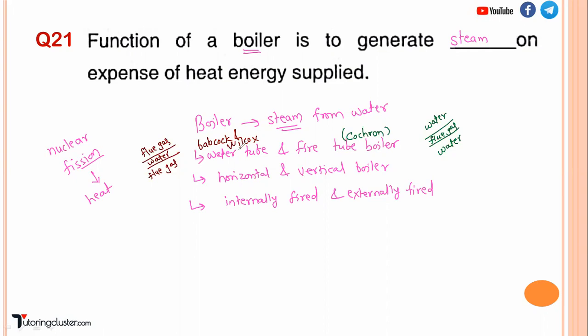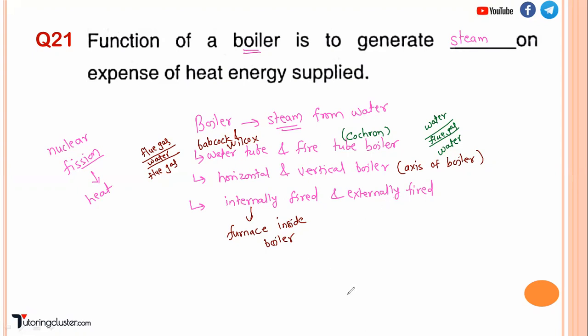Now, horizontal and vertical is based on the axis of the boiler. If it is horizontal, it's a horizontal boiler. So basically your Babcock and Wilcox is a horizontal boiler. Cochrane is a vertical boiler. And internally fired means your furnace is inside the boiler. And if it is outside, it's externally fired. So Cochrane boiler is internally fired. Babcock and Wilcox boiler is an externally fired boiler.